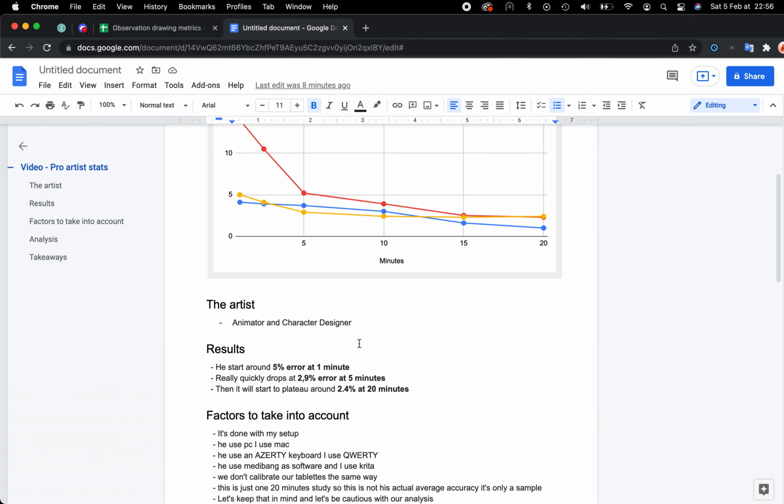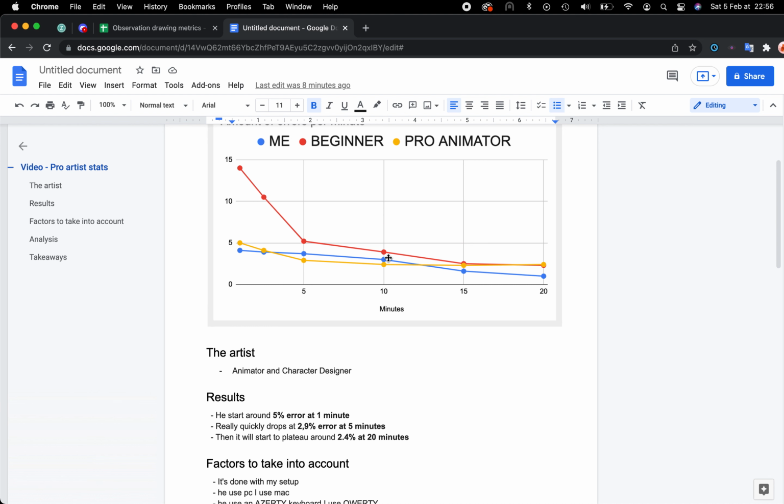And the pro artist did it in, if I remember correctly, around 10 minutes.